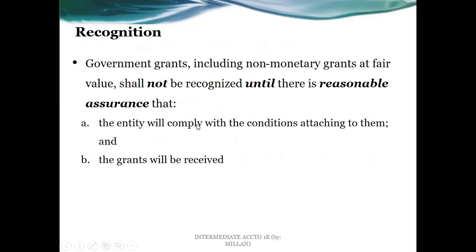Now, for recognition, that is for journalizing and recording government grants, including non-monetary grants at fair value. So not necessarily in money, could be in other non-cash assets like land, building, etc. They shall not be recognized until there is reasonable assurance that A, the entity will comply with the conditions attaching to them and B, that the grants will be received. So these are the two requirements that should be considered before an entity recognizes any government grant.